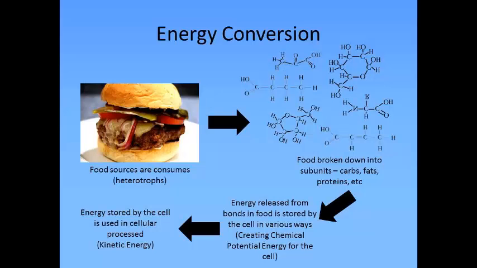So how do we get from the food we consume, whether it be a paramecium or a hamburger, how do we get that into energy our cells can use? Well, it has to be broken down into its basic subunits, such as carbohydrates, fats, proteins. Energy can then be released from the bonds in these chemical components, and this can be stored in various ways, creating chemical potential energy. And then it can be used in the cell as kinetic energy as processes require it.